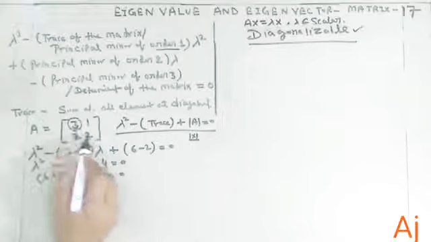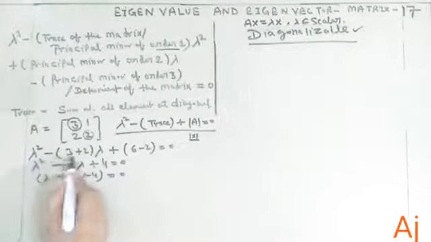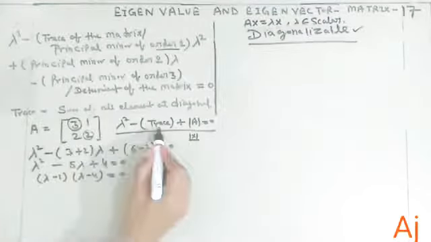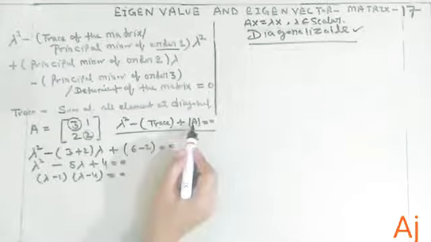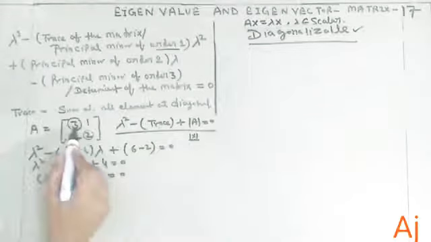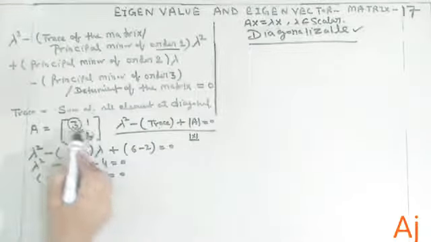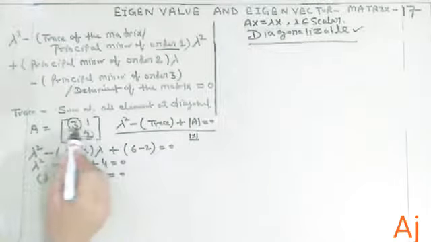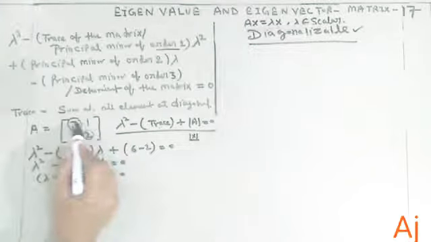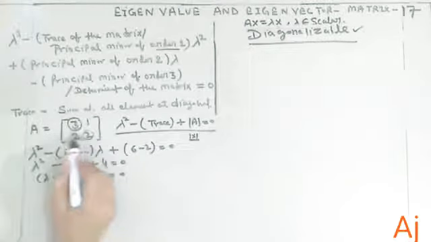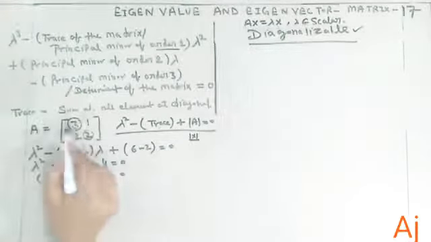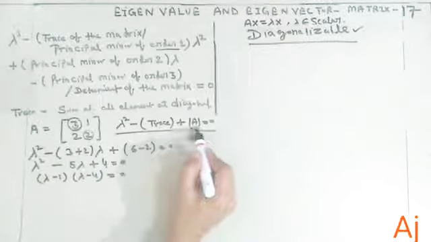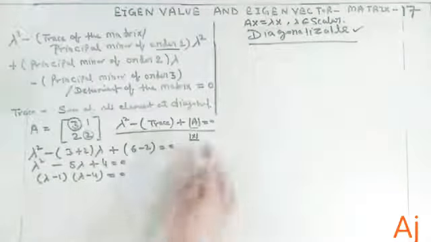So this element will come, this element will come. So we have taken 3 plus 2, which means the trace of the matrix. Now principal minor of order 2 means you have to take two elements. If you take two elements, you will get corresponding to this, this one, and corresponding to that you will get this one. So the whole matrix will come, which means the determinant. Okay, so that is the short trick.